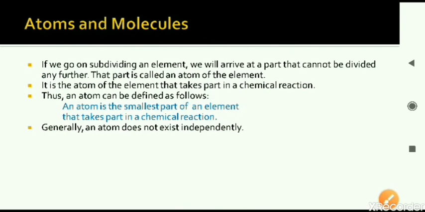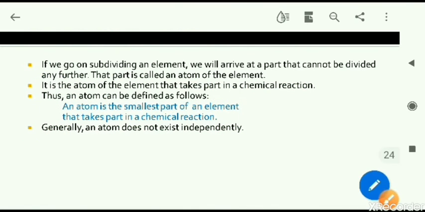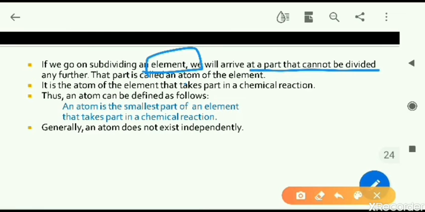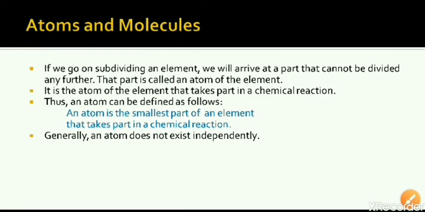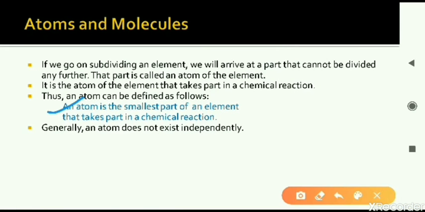Let us come to the next part. If we go on subdividing an element, we will come to a part that cannot be divided any further, and that smaller part of an element is called an atom. So an atom is the smallest part of an element that takes part in a chemical reaction. That is the definition also for atom. This atom cannot exist independently. Means one atom cannot remain alone, it has to combine with any other atom. Generally it combines with another atom, it cannot remain independent.